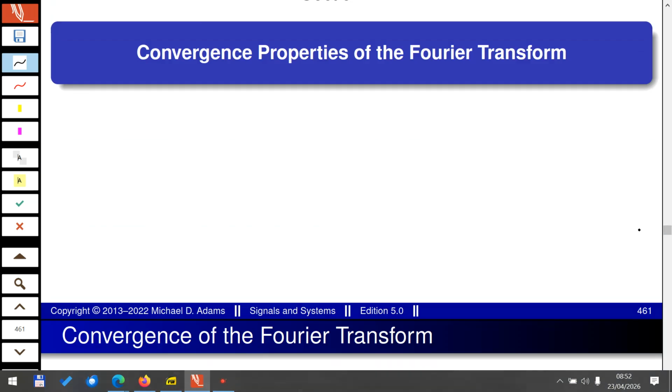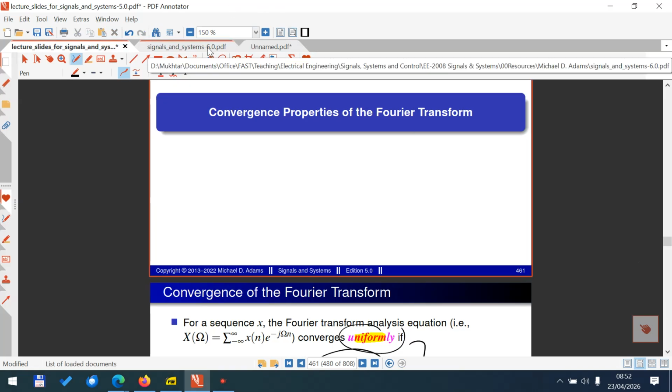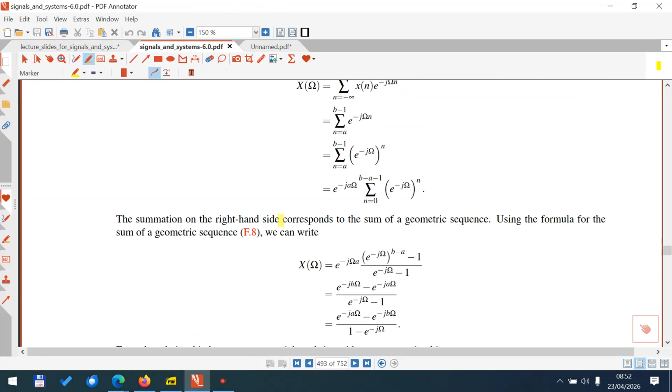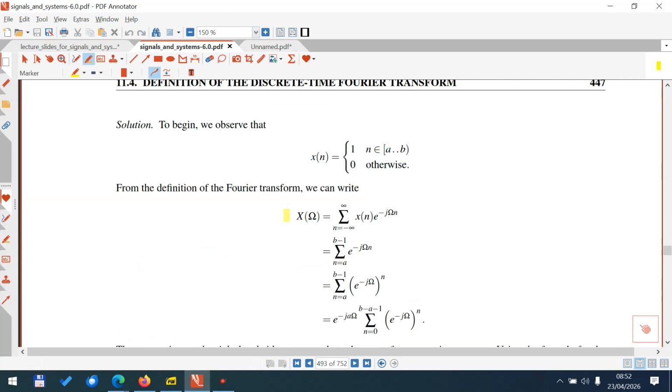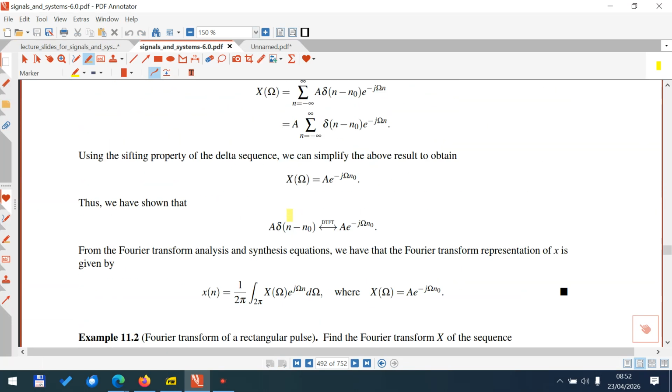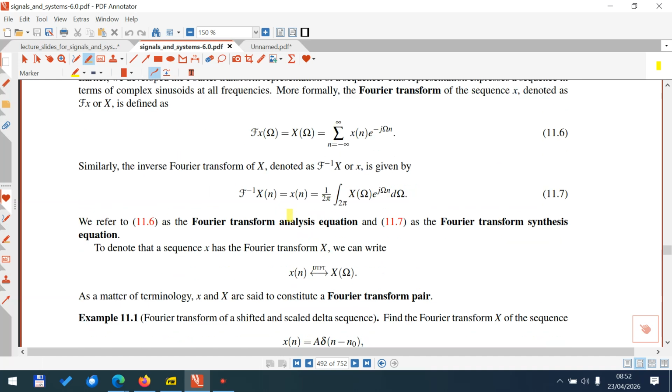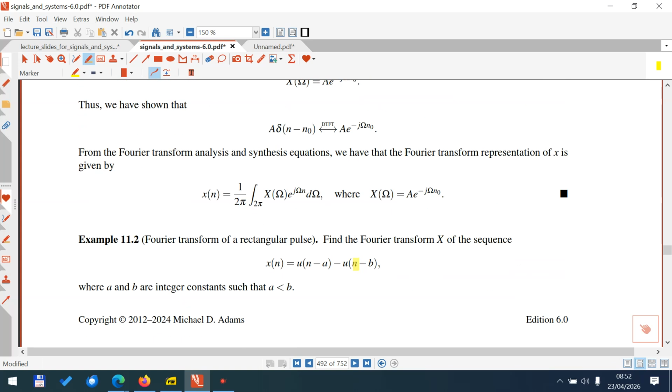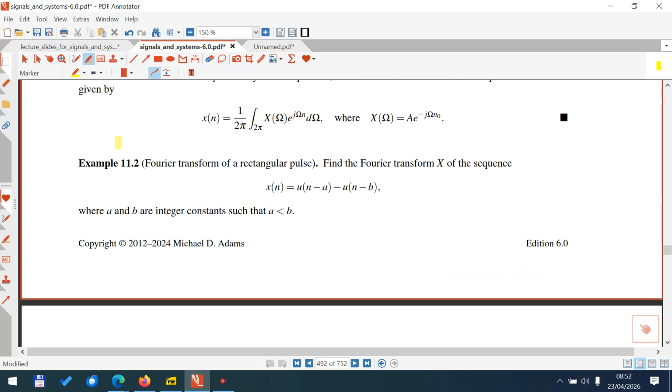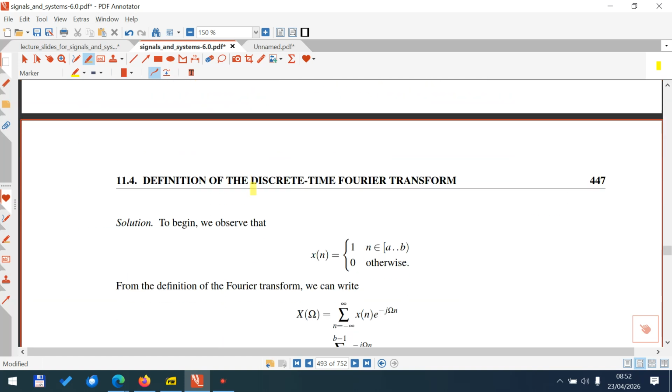So let's get to a few examples because the slides don't have examples. So let's have a few examples from the textbook just to have some sense. This is the transform pair in the textbook: forward transform and the inverse transform. So let's pick this example 11.2. You are given a rectangular pulse. And we pick this rectangular pulse because we have been using this in continuous time as well, so you'll be able to relate it.